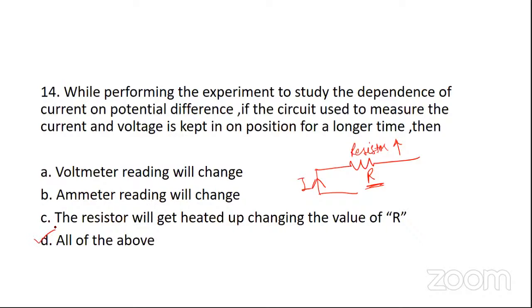Right, so the answer will be D. Okay sir, thank you sir. Sir, D means everything will change? Yes. So, voltmeter, ammeter, everything. Okay. R will change, and V and I flowing across R will also depend on it. All right. Shall we move on? Yes. Okay.